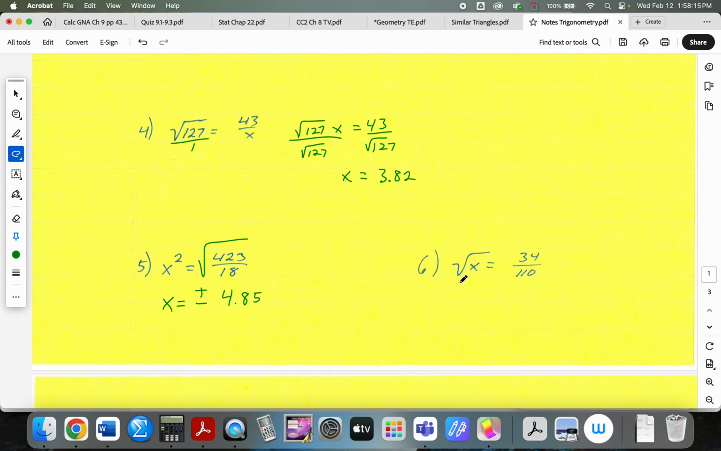Now for this one, how do we get x by itself? How do we get rid of a square root? You do what? Divide by the square root of what? No. Here, the opposite of squared is square root. That's why we took the square root. So since the opposite of squared is square root, to get rid of the square root, we're going to square both sides.